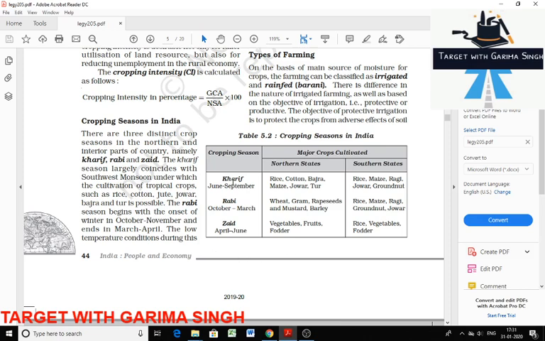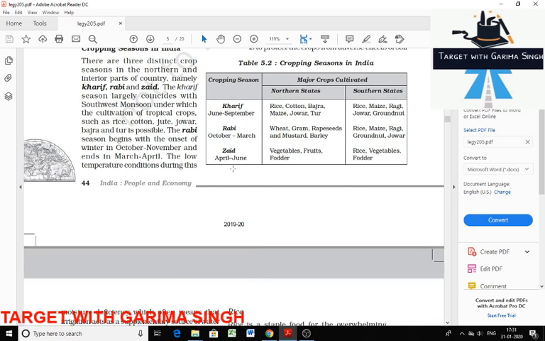So Kharif, its sowing period is June and harvesting is September. In Rabi, its sowing is October and it is harvested in March, and Zaid crops are grown between April and June.